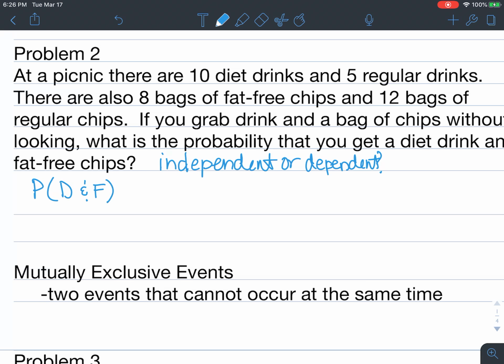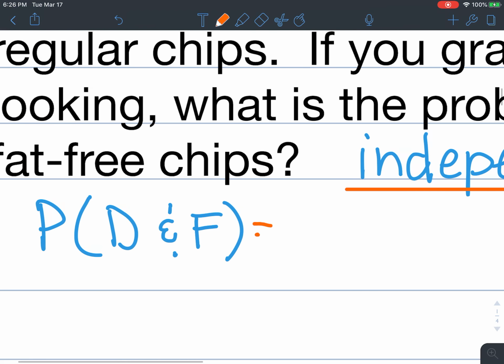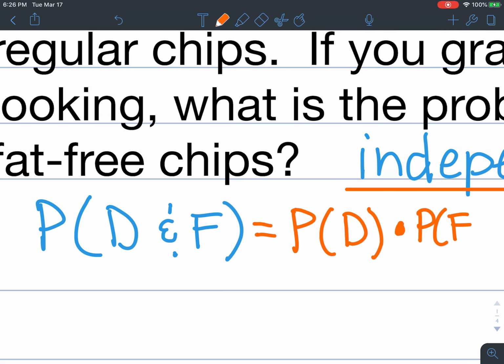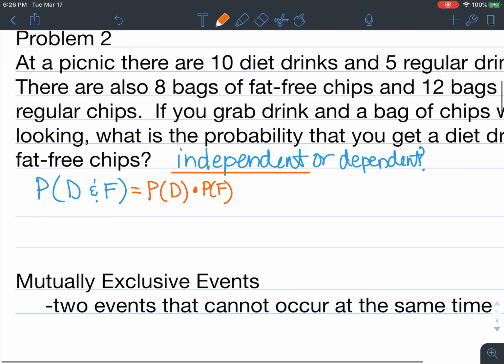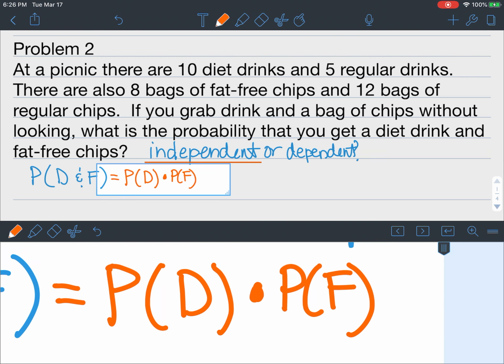I don't think the drinks have anything to do with the chips, except for that you're picking both. So I think that these are independent events. So if they're independent events, then the probability of D and F would simply be the probability of D times the probability of F. What's the probability that you choose a diet drink?